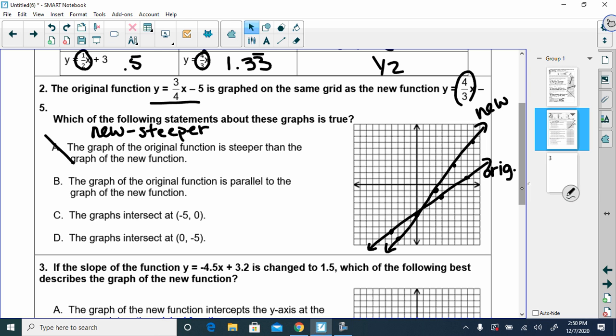The graph of the original function is parallel to the new. Right, these two lines are not parallel, right? Parallel means they never touch. All right, the graphs intersect at the coordinate point -5, 0. Well, -5, 0 would be over here. Do they touch there? No. The graphs intersect at 0, -5. There we go.